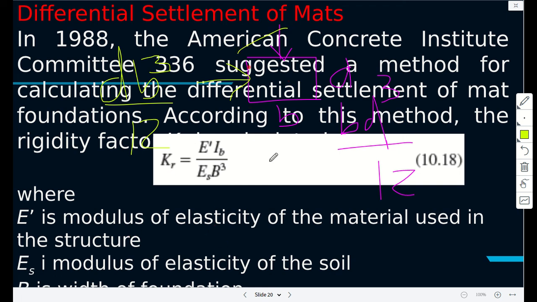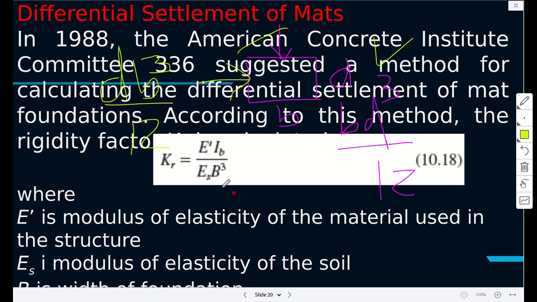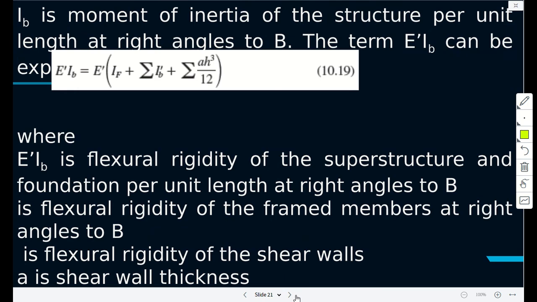Luckily, in most cases this is the correct way of loading, because we are dealing with gravity loads. So IB is the moment of inertia of the structure per unit length at right angles to B. Right angles, yeah. So this is the B. So if that is B, you can see why this is a triangle. It should be easy to see. And then the term EB can be expressed.